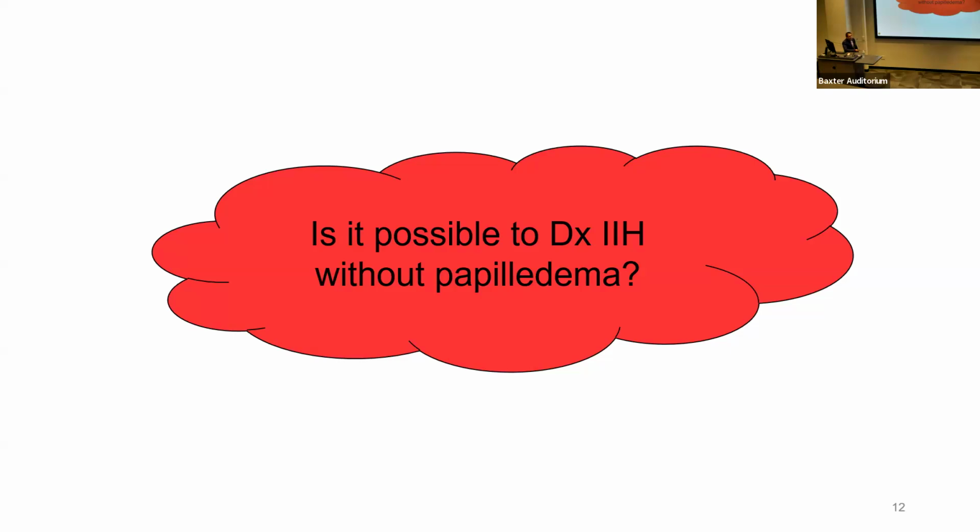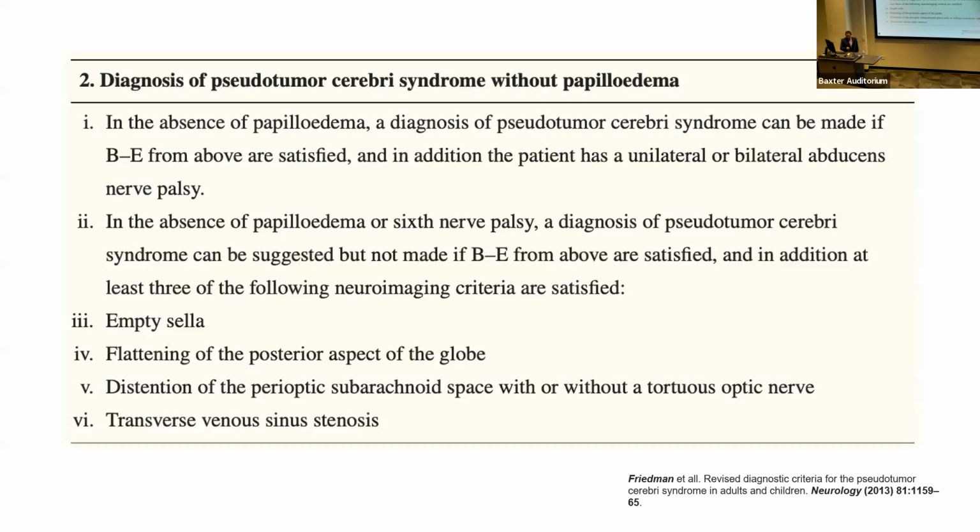If you see a patient with obesity, headaches, elevated intracranial pressure, and no papilledema, you need to say, well, what's going on? Something could be different, maybe medication, maybe other secondary cause. If you rule out everything, then it's possible, but it's really low.